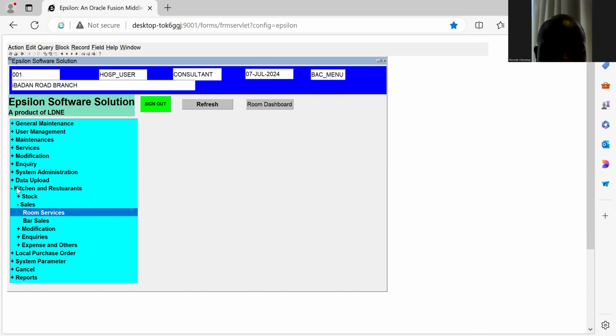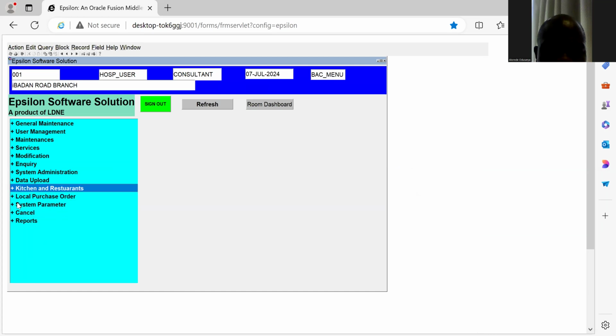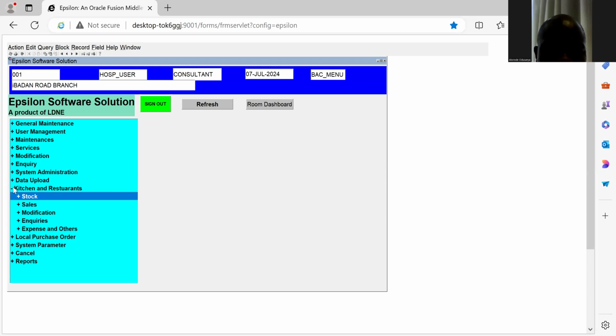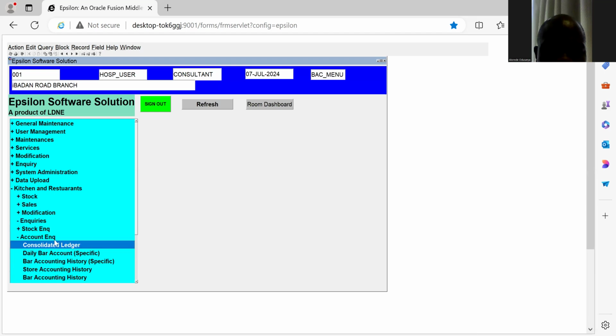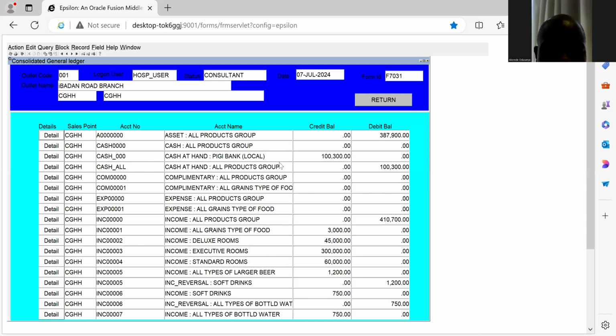Remember when I was checking the sale the other time, I mentioned where we have sales. And under our inquiry, I went to account inquiry and I saw something there. Let's see whether that thing has changed now. Because based on sales. Now let's look at this. All the amount has changed. The rooms we're checking something to the income standard room 60,000. Deluxe room 45,000. That is the additional one now.